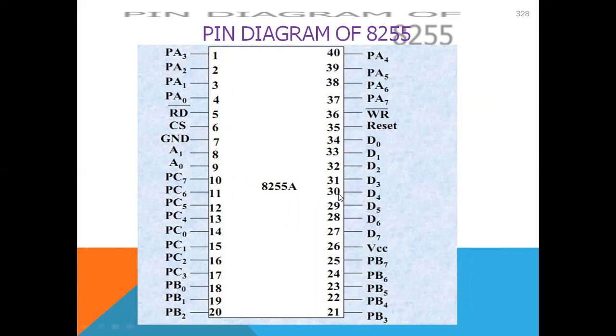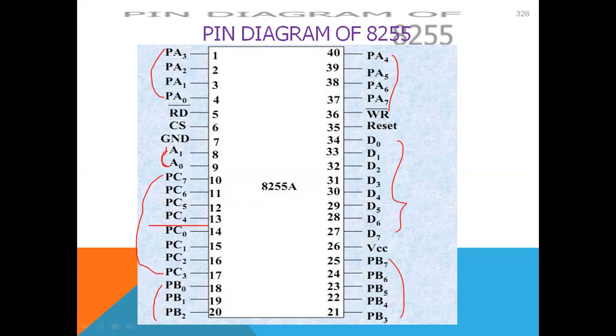Here it can be divided into three groups of ports: port A, PA0 to PA7, port B, PB0 to PB7, and port C, PC0 to PC7. Port C can be divided into a 4-bit upper part and a 4-bit lower part. PC4 to PC7 is the upper part, and PC0 to PC3 is the lower part. D0 to D7 is the data bus buffer. Okay, so this is the pin diagram. A0 and A1 are called the selection lines.